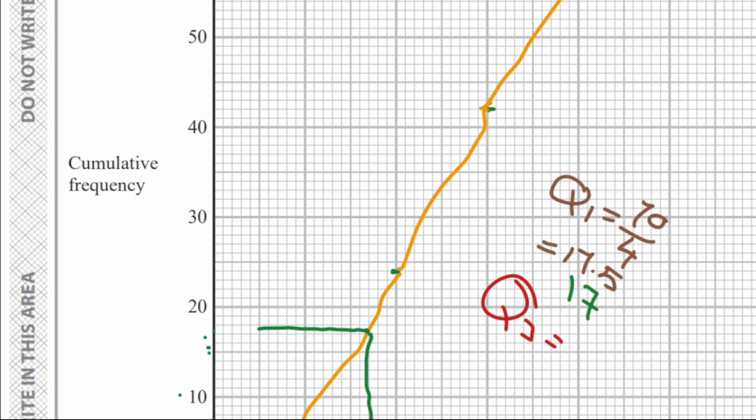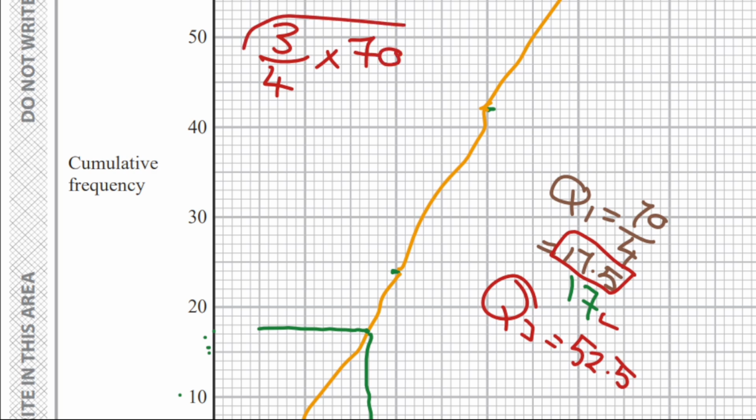Q3 is Q1 times 3. So it's going to be 17, the position I mean. So not this 17, but the position of it. 17.5 times 3. So it's 52.5. You can also do 3 over 4 times the total, which is 70. If you do 3 over 4 times 70, it gives you 52.5. Now let's look at this 52.5.